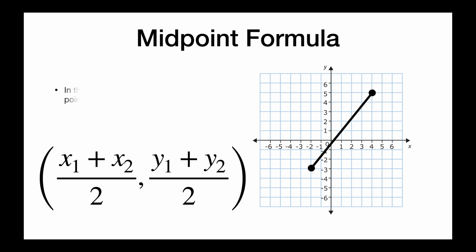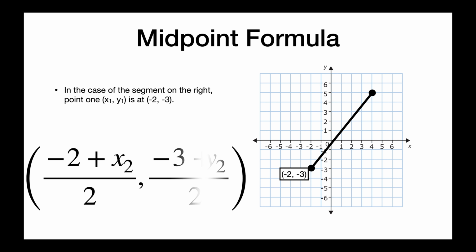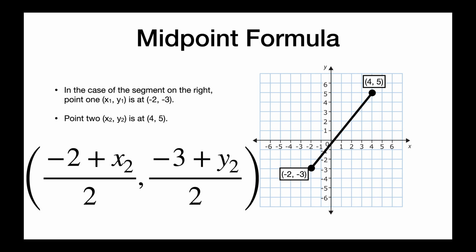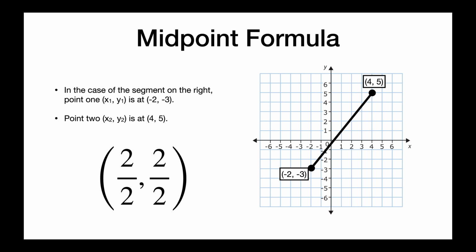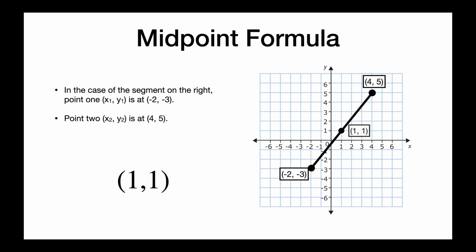In the case of the segment on the right, point 1, x1, y1, is at negative 2, negative 3. So let's add those to our formula. Instead of x1, it's going to say negative 2, and instead of y1, it's going to say negative 3. Now, point 2, x2, y2, is at 4, 5. So let's replace those. We now have negative 2 plus 4 and negative 3 plus 5. Negative 2 plus 4 is 2, and negative 3 plus 5 is also 2. So our point is really 2 over 2, 2 over 2, which simplifies to be 1, 1. Right there is the midpoint.